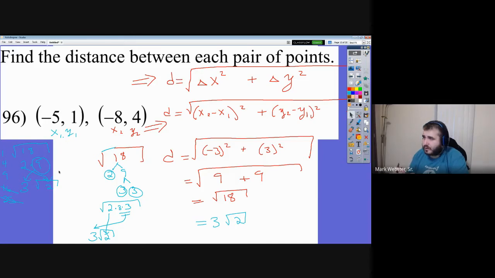You got to practice. All right, so either way, your full points final answer is going to be 3 radical 2. Radical 18 is not going to get you full points, so just be aware of that. All right, let's look at another one.